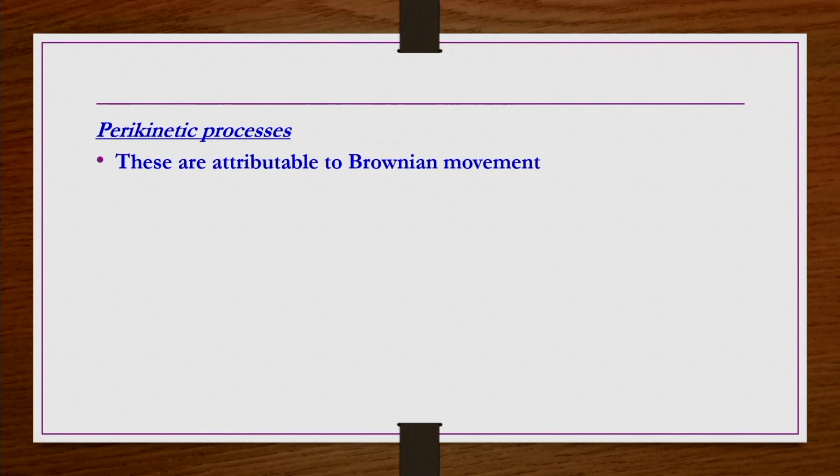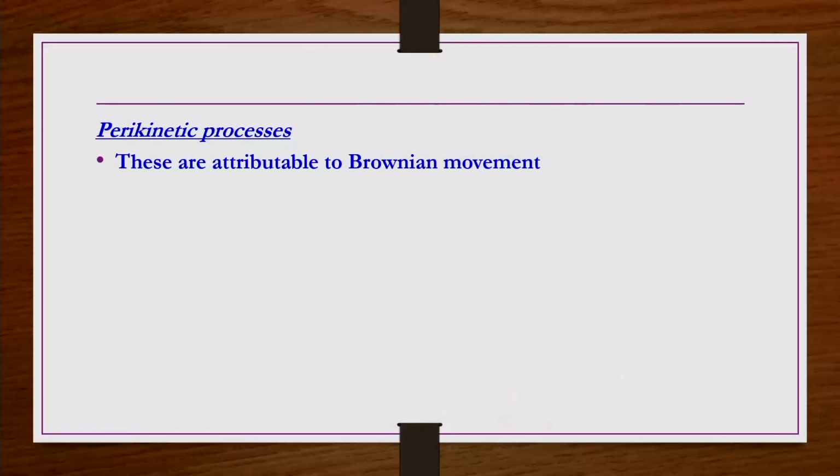Individually, perikinetic processes are attributable to Brownian motion, that is, even when you have a stationary fluid without any bulk motion. At the molecular level there will be molecular vibrations, interactions, molecular rotations, etc. Those vibrations and rotations of the molecules induce some kind of motion, which is known as Brownian motion.